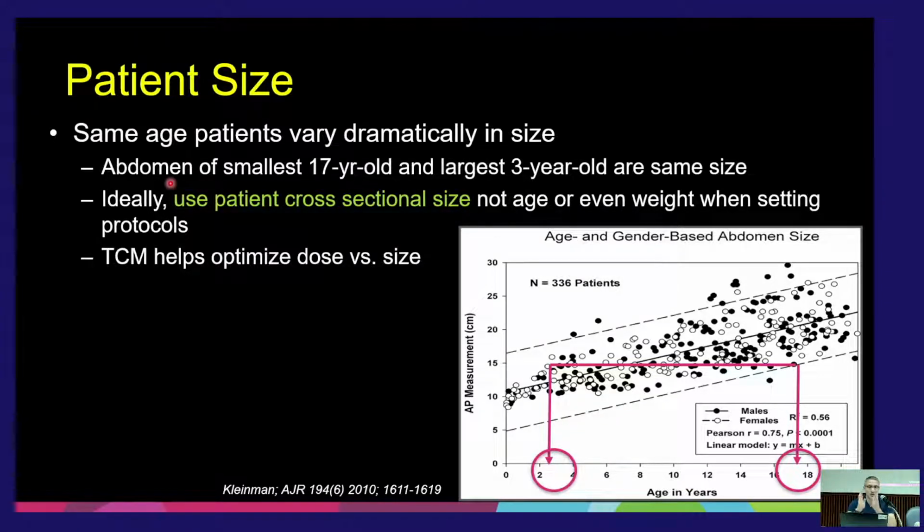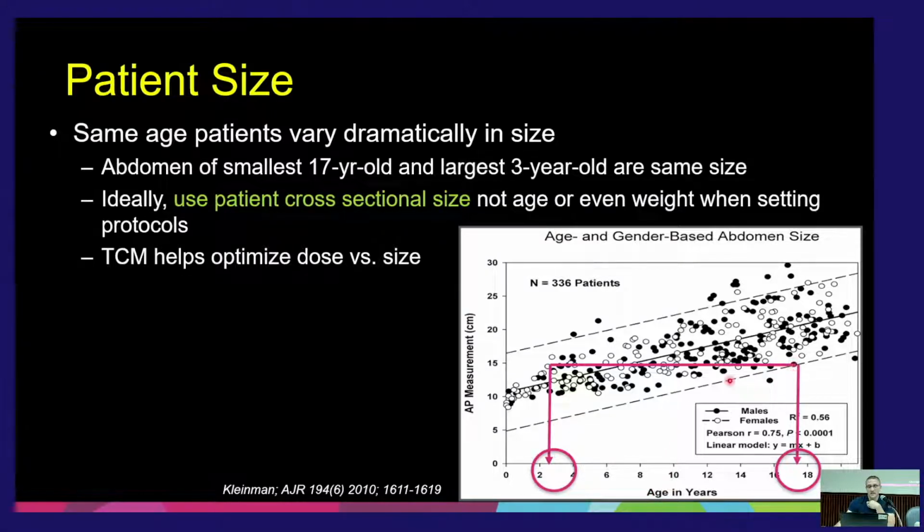Usually when you look at the scout or the topogram, it gives the machine a chance to do some quick measurements and know about how big they are laterally and how thick they are AP or PA. And that is helpful because, as you can see on this plot, size and age are very poor correlators.